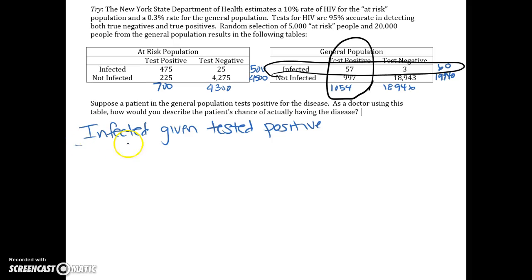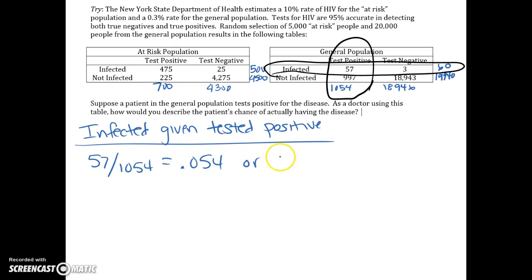But we've already found this in the above question. We found that this was equal to the 57 patients who were actually infected and tested positive out of the 1,054 patients who tested positive, which gives us a solution of 0.054 or 5.4%. So if you're this doctor and you know that the person comes from the general population, you would definitely recommend that they take another test on this, because we've got this really, really small chance that they are actually infected given that they tested positive.